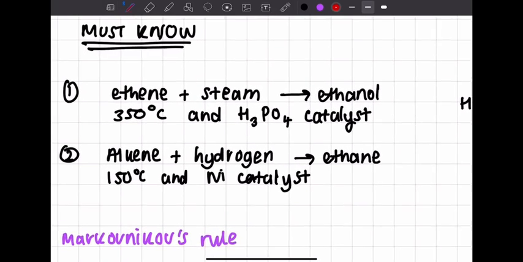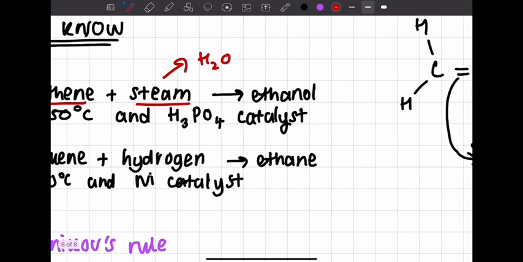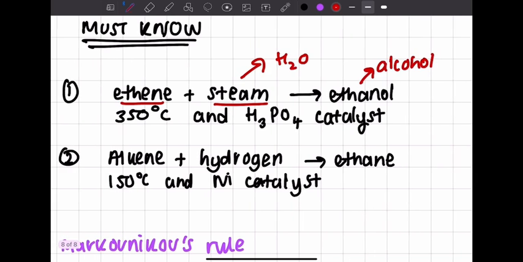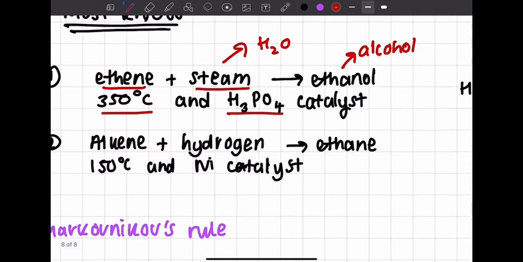But there are a few reactions which you must know. So that would be ethene, when ethene reacts with steam, so that is just water at an extremely high temperature, which produces ethanol, which is an alcohol. And the conditions for this is at 350 degrees with a phosphoric acid catalyst. And these are just things you need to memorize. Really, to understand it is very, very complex. So just remember this. It's not too difficult to remember.